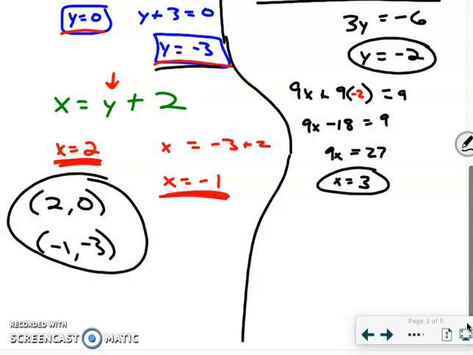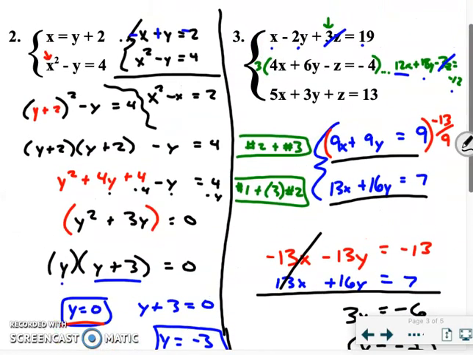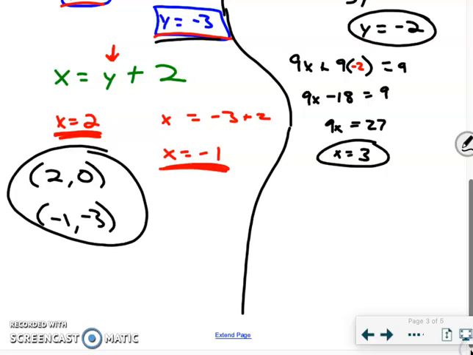So if x is 3 and y is negative 2, now we need to go back to the original system, and we need to choose one of these 3 original equations. It doesn't matter which one. Again, honestly, couldn't care less which one we decide to use. I guess the top, I don't know. So the top, so we'll just copy this down. X minus 2y plus 3z is equal to 19.